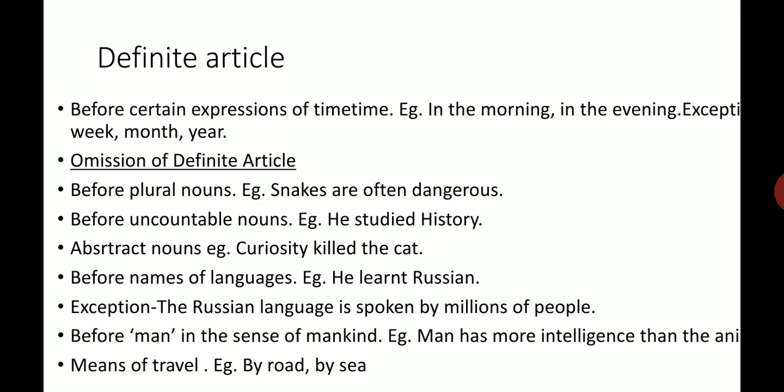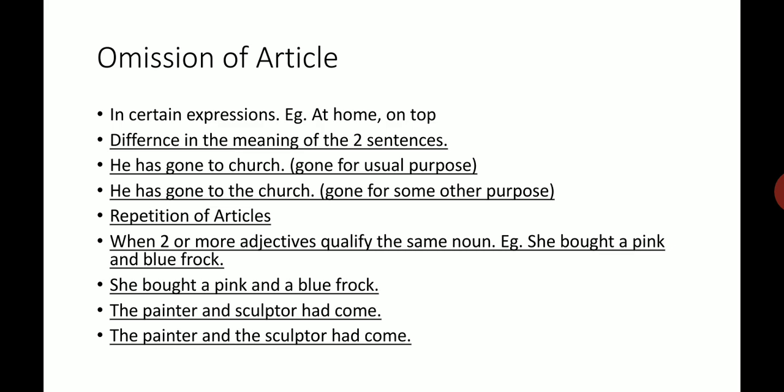But when we are talking about Russian as a language, he spoke Russian. We will not put a definite article. We will not say he spoke the Russian. No, he spoke Russian. Before man, used in the sense of mankind. For example, man has more intelligence than the animals. So before man, we will not put the, because man is here used as a whole class, the whole class of mankind. In certain expressions, for example, at home, on top, we never use a definite article.